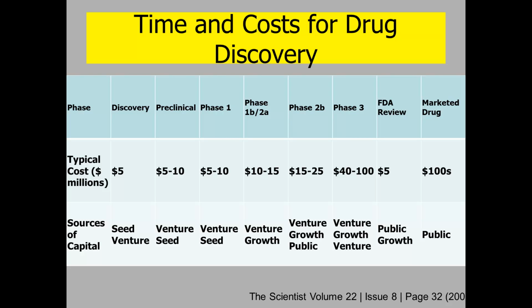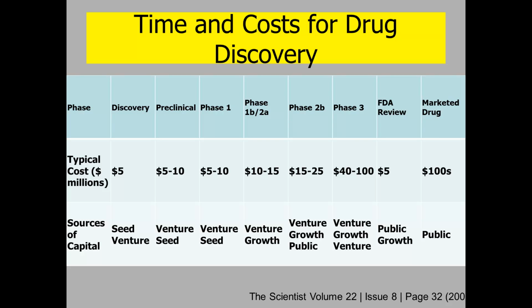So just discovery of the drug is estimated to cost $5 million. The preclinical phases could be $5 to $10 million. Phase 1 trials, $5 to $10 million. Phase 1B, 2A would be $10 to $15 million. Phase 2B would be $15 to $25 million. Phase 3, where you're doing the large-scale trials, would be $40 to $100 million.